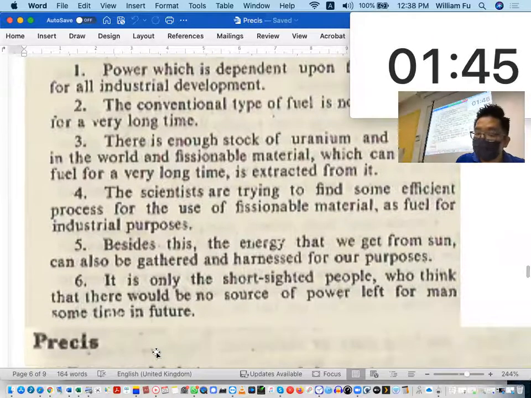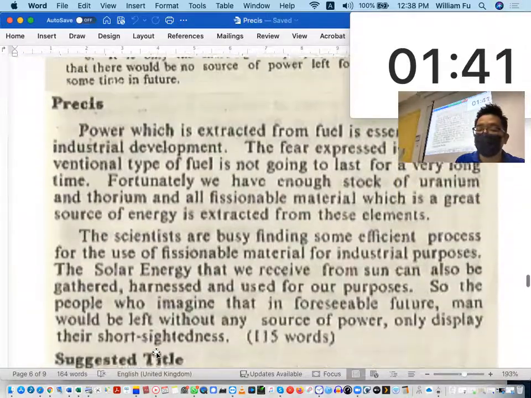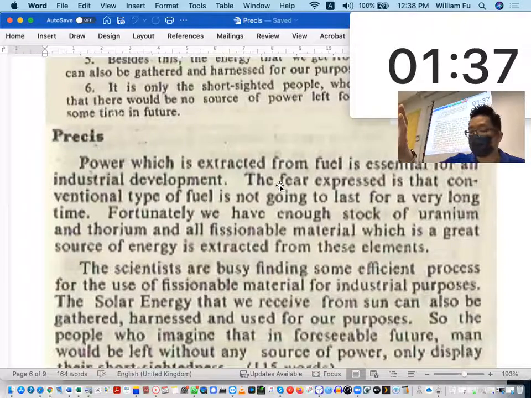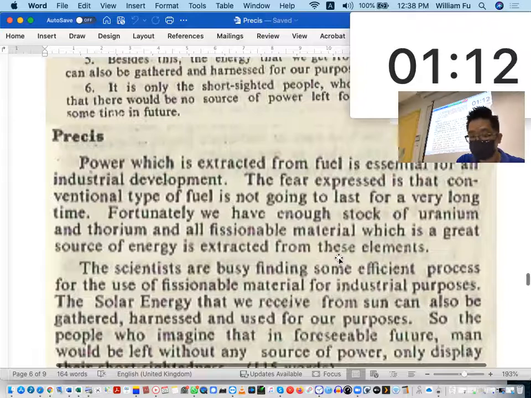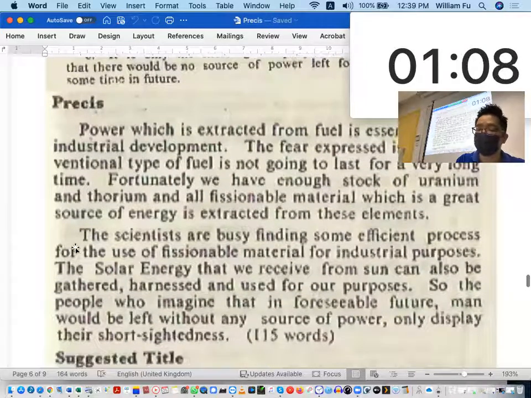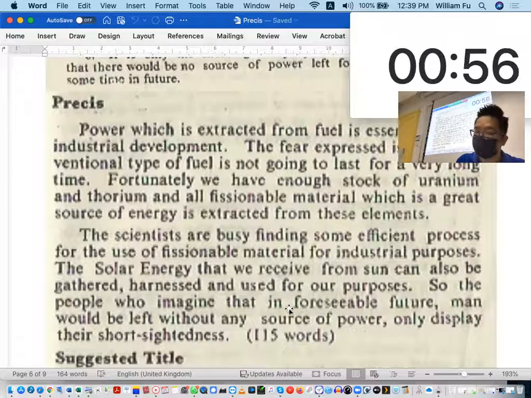So this is the original, and then the actual summary. Now, power which is extracted from fuel is essential for all industrial development. The author broke it up into two separate paragraphs. The fear expressed is that conventional type of fuel is not going to last for a very long time. Fortunately, we have enough stock of uranium and thorium and all fissionable material, which is a great source of energy extracted from these elements. The scientists are busy finding some efficient process for the use of fissionable material for industrial purposes. The solar energy that we receive from the sun can also be gathered, harnessed, and used for our purposes. So the people who imagine that in the foreseeable future man will be left without any source of power only display their short-sightedness. So this is about a third of the words.